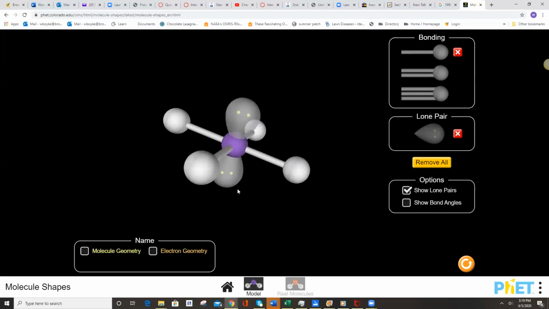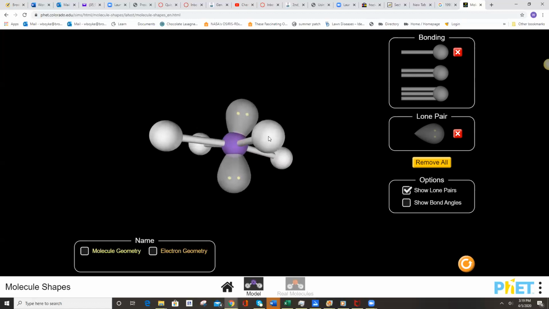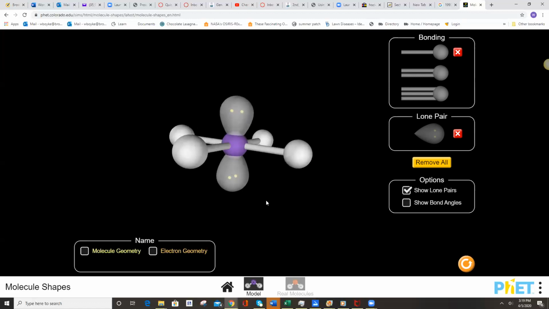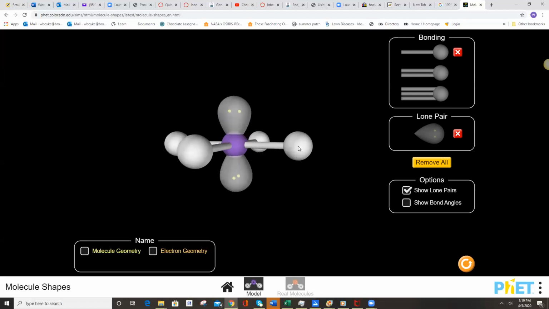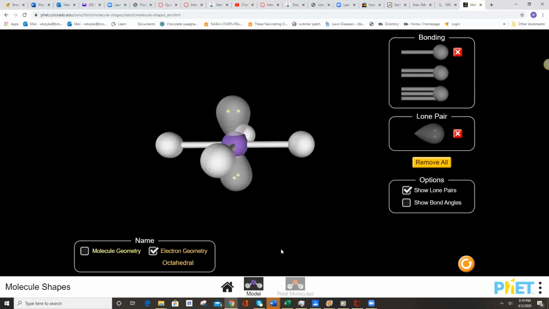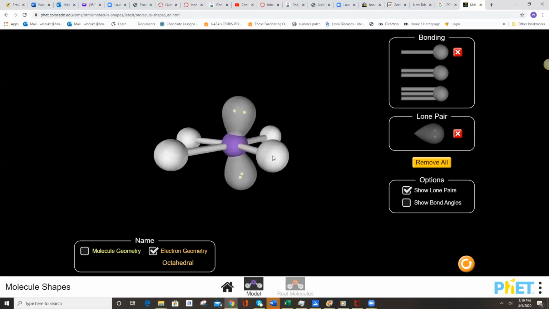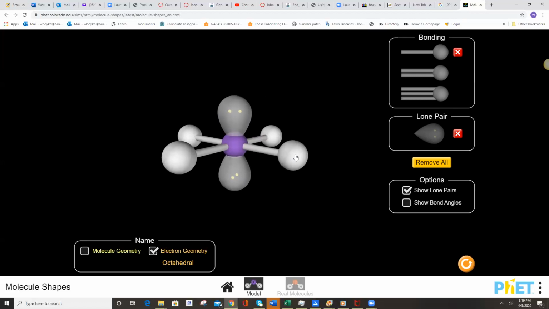So here, for this electron pair geometry, remember, 6 total electron groups is always going to give you that octahedral electron pair geometry. That's the only thing you have available when you have 6 total electron groups. That provides the maximum space.